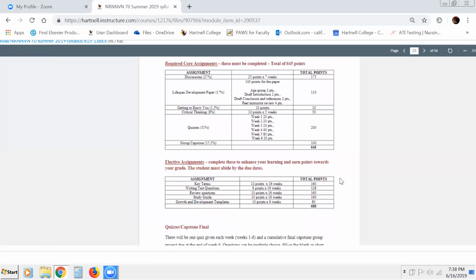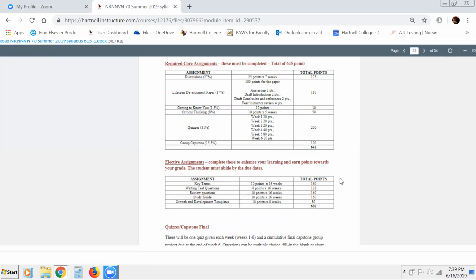If you like to do key terms, for example, each chapter has key terms. You define the key term. Those are 10 points for each week. And then you could do writing test questions, which is 8 points for each chapter. You could write and answer the review questions. You could come up with a study guide. You could write growth and development templates. You can do any combination of each of those.